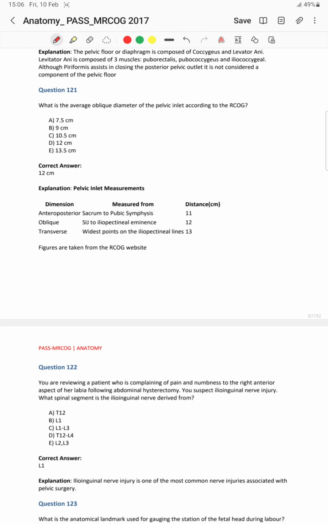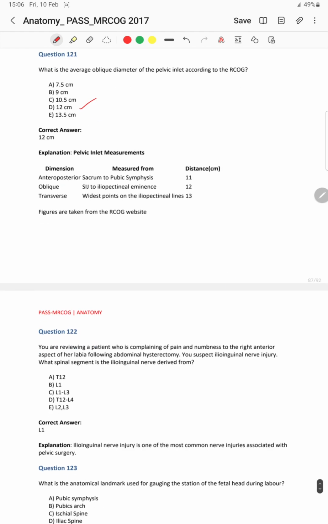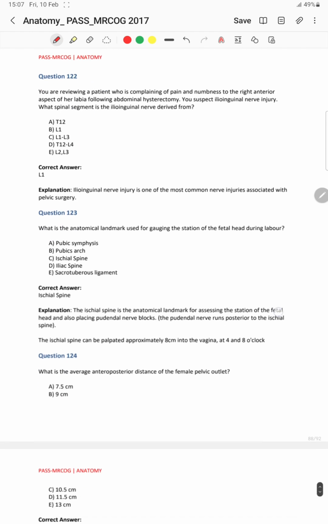Next, what is the average oblique diameter of the pelvic inlet according to RCOG? It is 12 centimeters. The dimensions: anterior posterior, from the sacrum to the pubic symphysis, is 11 centimeters. Oblique, from the sacroiliac joint to the iliopectineal eminence, is 12, and transverse, the widest points on the iliopectineal lines, is 13 centimeters.